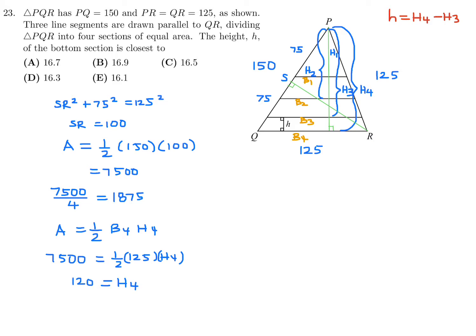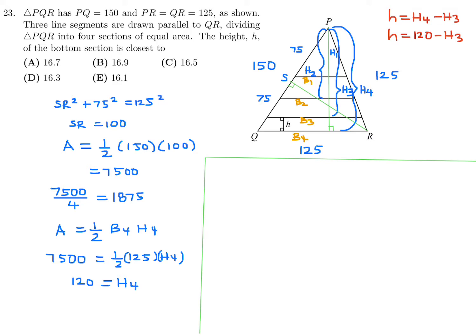So that means for this question, H is equal to H4 minus H3. H4 I just figured out was 120. So now all I have to do is figure out H3, and I will have solved the question. That is my goal now, to figure out H3.